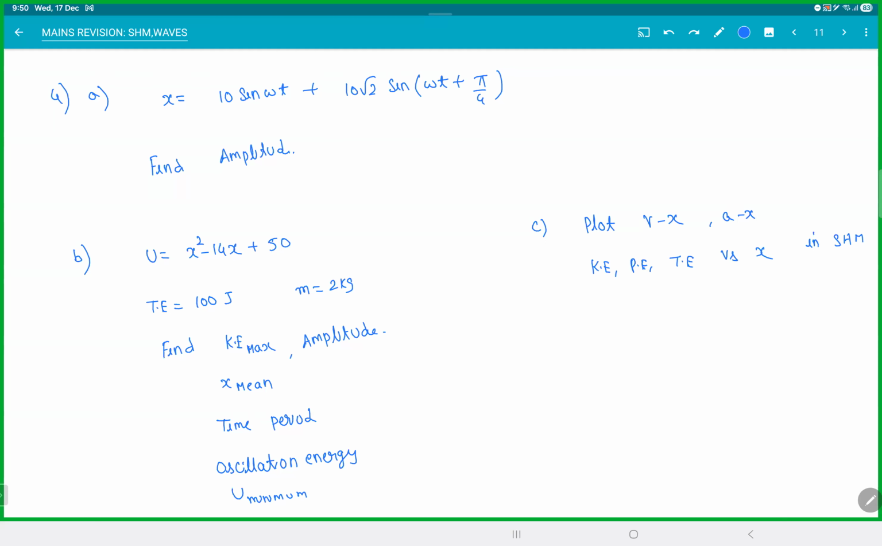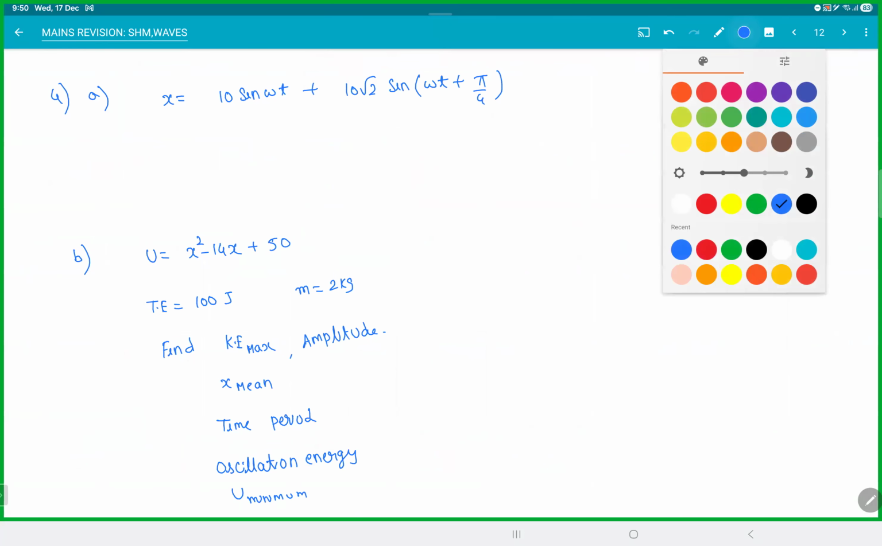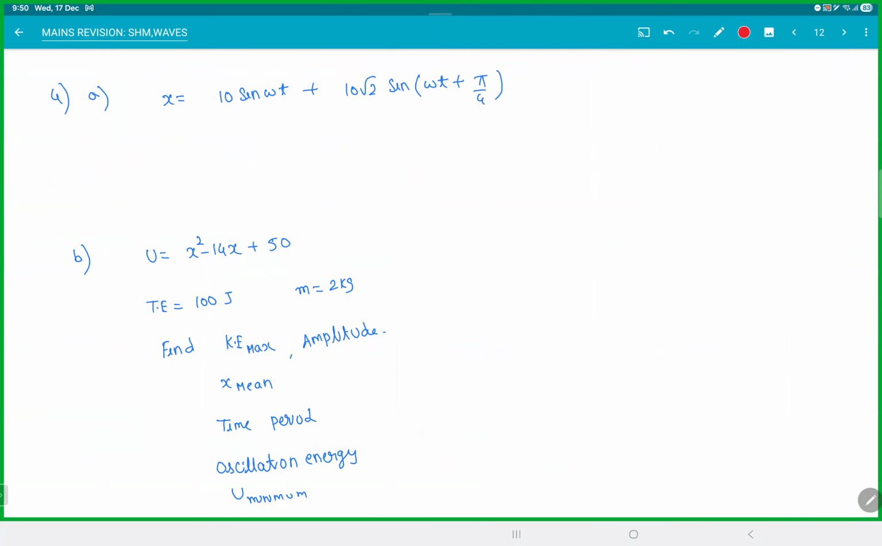Interesting. What is the answer for this? KE max is 99. So let's see the amplitude part. I hope you guys remember phasors. Quite an important concept. We use it in at least 3 places: SHM, waves, and alternating current.